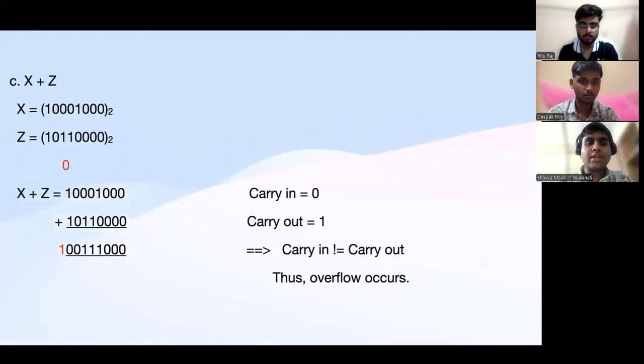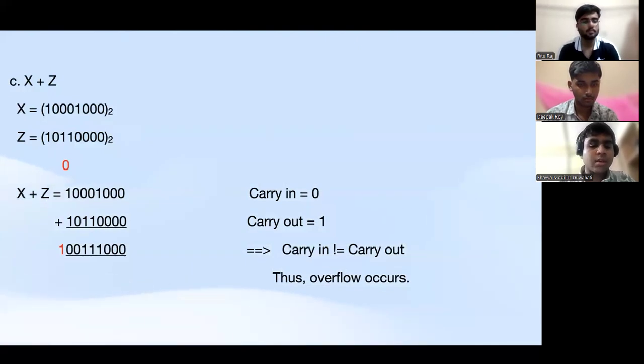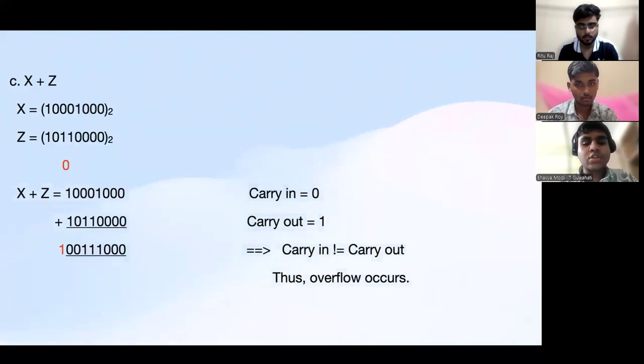In the C part, x plus z, x is 1 0 0 1 0 0 and z is 1 0 1 1 followed by 4 zeros. When we are adding x plus z, we go bit by bit until the final 1 plus 1 is 1 0. So here we can see the carry in bit is 0 and the carry out bit is 1. So carry in is not equal to carry out, thus overflow occurs.